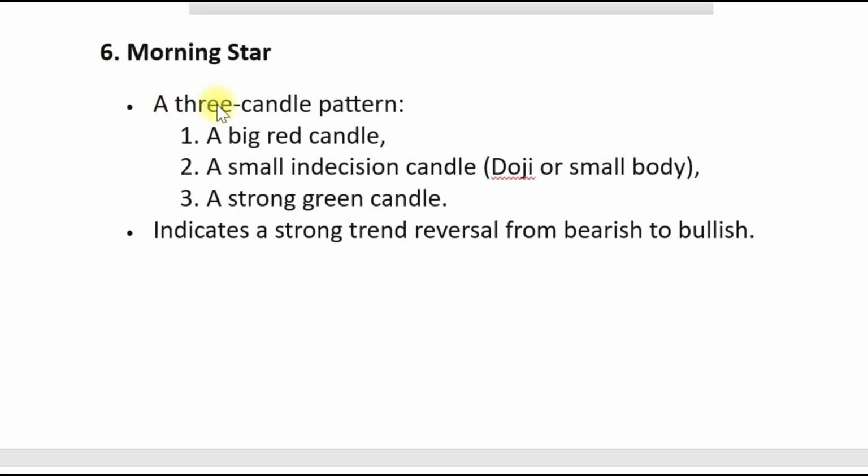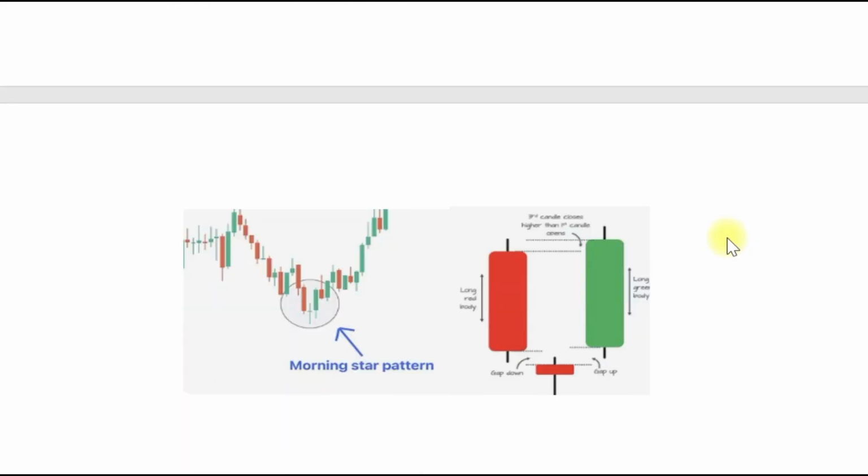Let's look into the 3 candlestick pattern, that is the morning star: a big red candle, a small indecision candle or a doji candle, and a strong green candle. It indicates a strong trend reversal from a bearish to a bullish trend. Let us see.